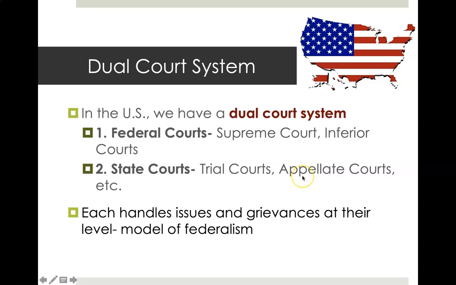Appellate courts is just another word for appeal. So what happens is if you are convicted in a trial court, you can move to an appellate court to appeal the decision, which means that you want the case to be revisited in case they would overturn it and you would be found not guilty. Each handles issues and grievances at their level. And again, we said this is a model of federalism.